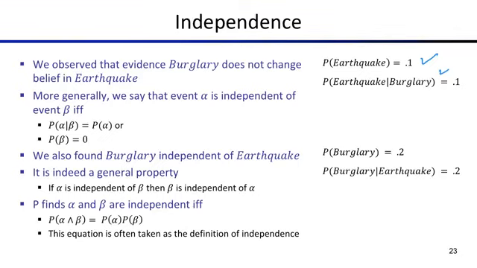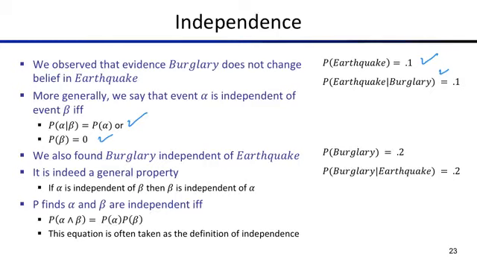And we can say that an event alpha is independent of an event beta if and only if the probability of alpha given beta is equal to the probability of alpha, or the probability of beta is equal to 0. So what's happening here is that as the events are independent, when I observe one event and I call it beta, it doesn't change the probability of the first event, call it alpha.